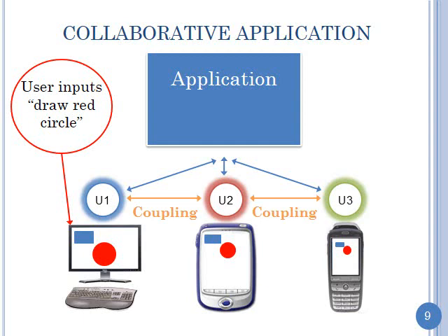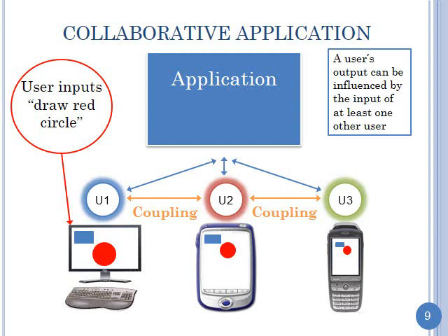We'll just use that there's going to be coupling among the users. That's the key here, that there's going to be coupling, and we'll say that a user's output can be influenced by the input of at least one other user. Otherwise, that user is not part of it. So that's part of the definition. It's not quite complete, yeah.